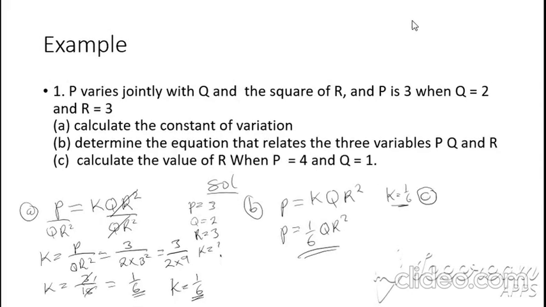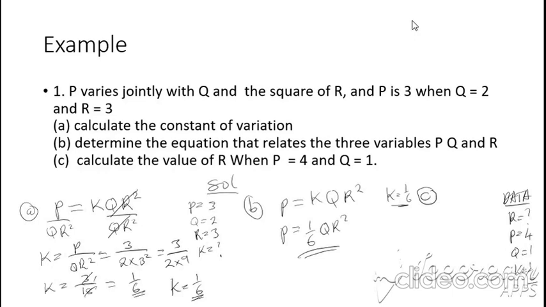Now let me do part c. So c, what is c saying? Calculate the value of r when p is equal to 4 and q is equal to 1. So let me come up with the data. So r, I haven't been given, that's what we're looking for. And then p is equal to 4, q is equal to 1. Don't forget our k is equal to 1 over 6.